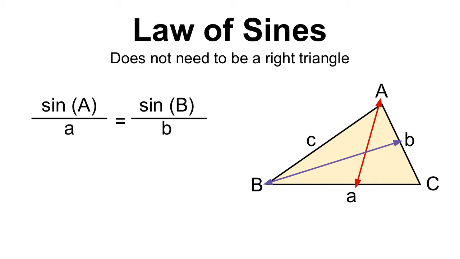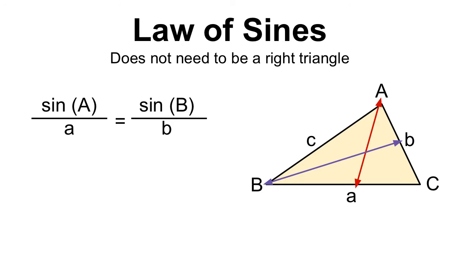A couple other things that can be useful to know about that when you are comparing the sizes of those angles and side lengths, whatever your smallest angle is going to be opposite from your smallest side. So let's say in this picture that angle B is the smallest angle. That means that the side length B is going to be the smallest side.